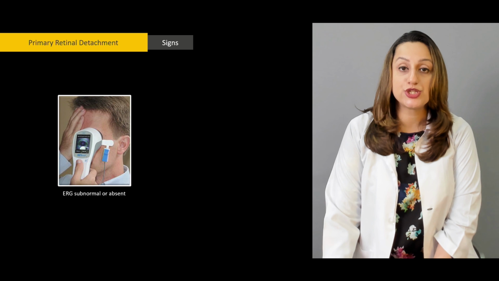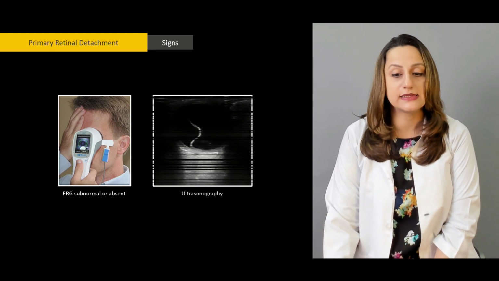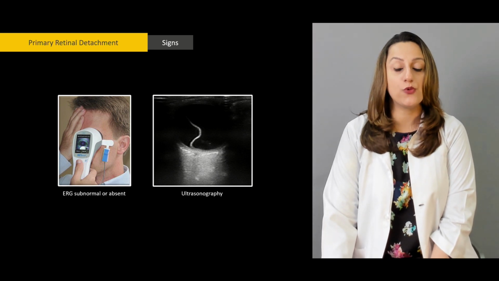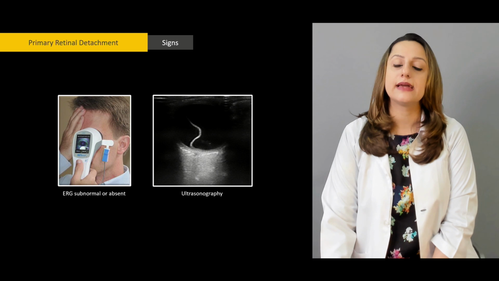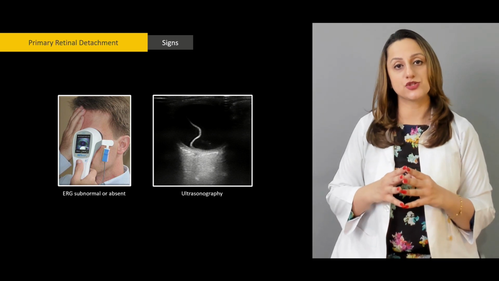The signs would also include an ERG, which is usually subnormal or absent in these patients. Then an ultrasonography is also performed, and that would relate to the kind of the retinal detachment or the location of the retinal detachment.